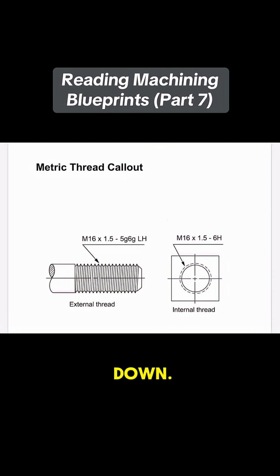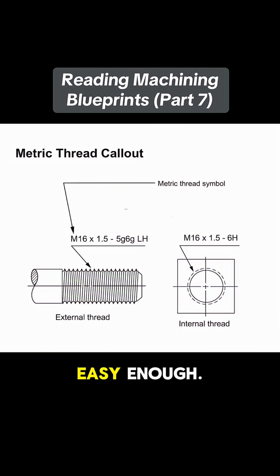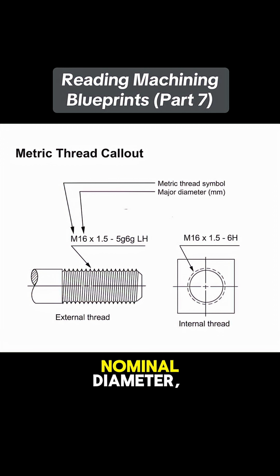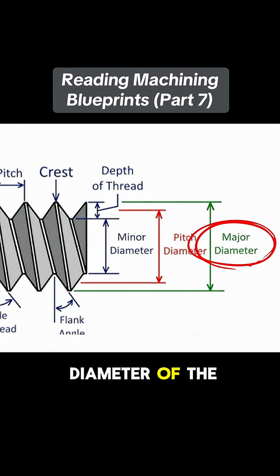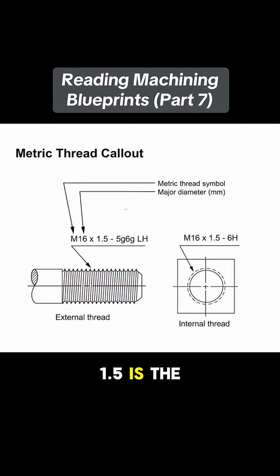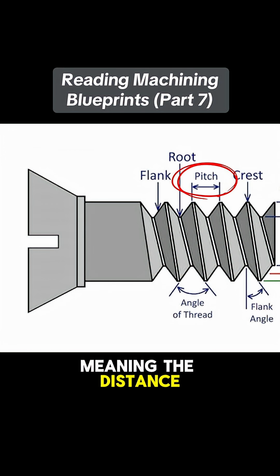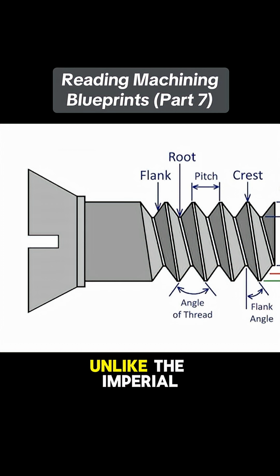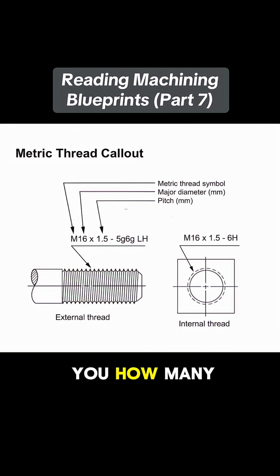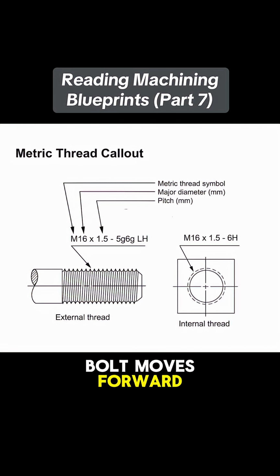Let's break that down. M means it's a metric thread. Easy enough. 16 is the nominal diameter, so the outside diameter of the thread is 16 millimeters. 1.5 is the pitch, meaning the distance between threads is 1.5 millimeters. Unlike the imperial system, which tells you how many threads per inch, the metric system just tells you how far apart they are. So 1.5 millimeters is how much the bolt moves forward with each full turn.